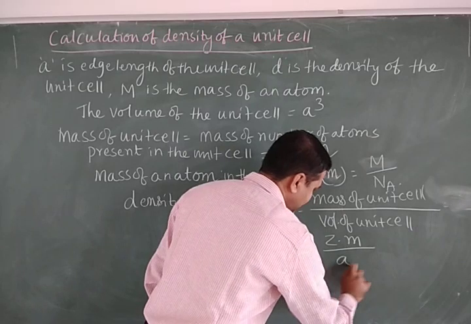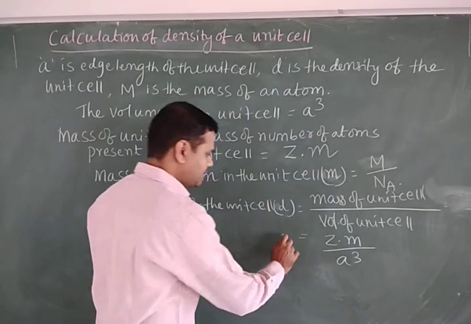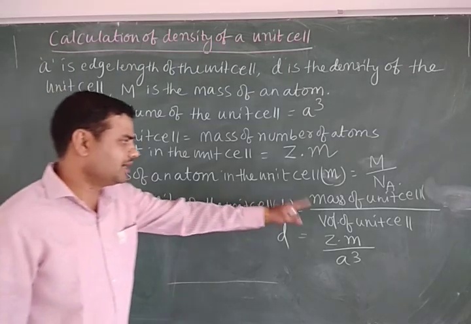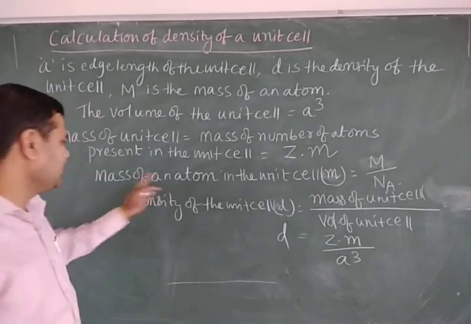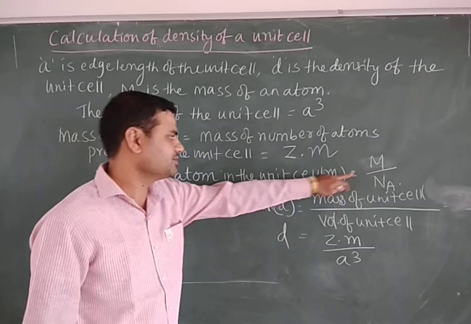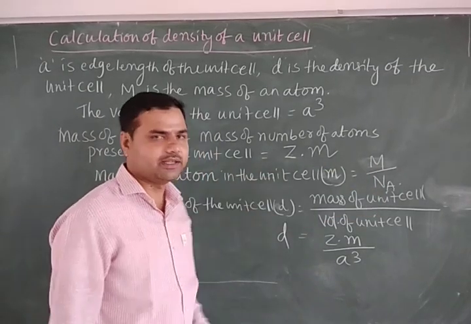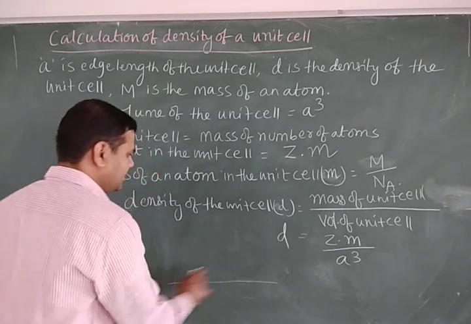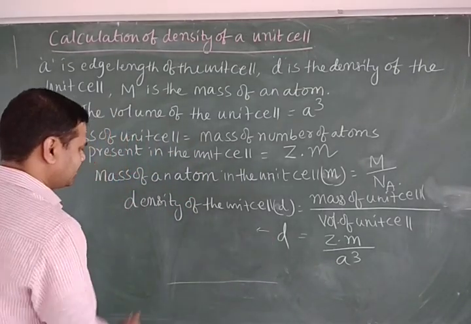Volume of the unit cell can be taken as what? a cubed. Right, density is equal to what? D. Okay, but mass of an atom in the unit cell, that is small m, is equal to, what is the formula? Capital M by NA. Therefore, in the place of small m, what am I substituting now? Finally, we are taking the density formula. Here I am writing the final formula.